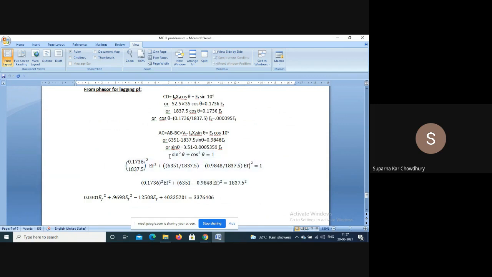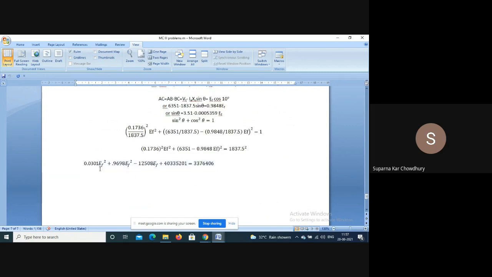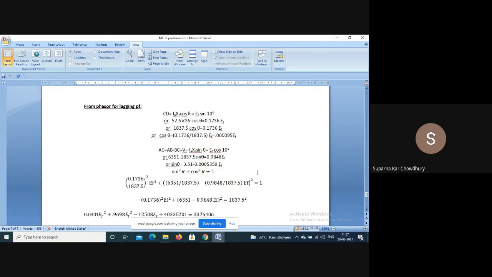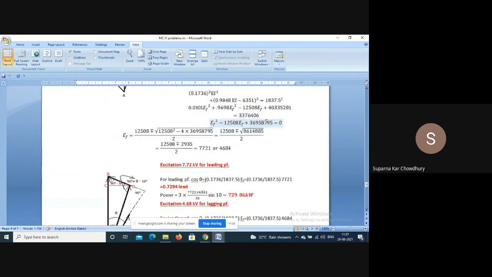But we are squaring both the quantities. When we square and add, the ultimate expression in EF that we are going to solve is the same. So we'll get again these two values of EF. So starting from any of the phasors, whether lagging or leading power factor, we will get two values. The higher one will be for the leading power factor and the lower one for the lagging power factor.